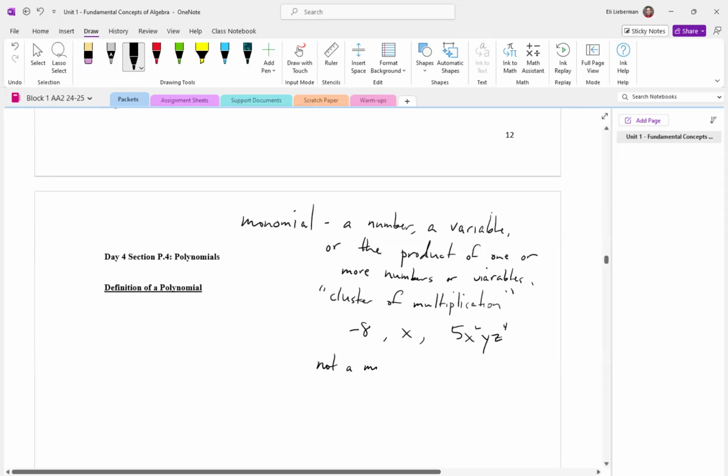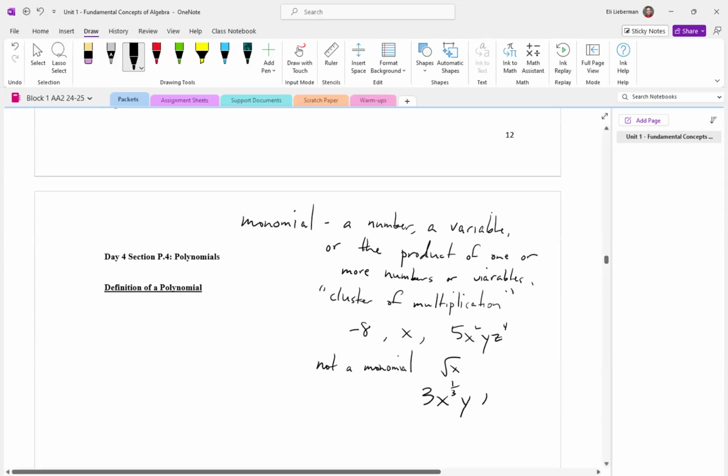Not a monomial. Square root of x is not a monomial. Why is that? Yeah, it's not multiplication of a number or variables. It's a square root of a variable. And we could write this, of course, as something like 3x to the 1/3 y. It looks like a monomial, but it's not. It's that 1/3 exponent. So there are some imposters. Just be careful of them.